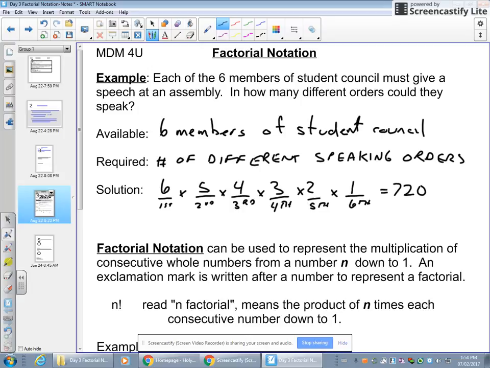Our final statement: there are 720 ways, 720 different speaking orders.